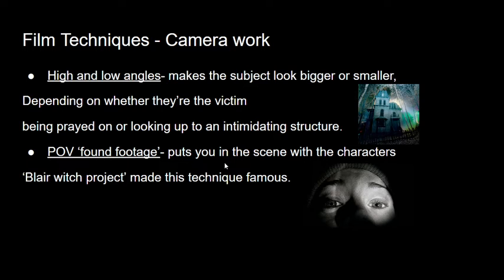Now another bit of camera work is the POV, found footage. This puts you within the scene with the characters. Blair Witch Project made this technique famous. Back in 1999, Blair Witch Project was actually marketed as real found footage of missing people, which made the audience believe what they were seeing was actually true. Back then as well, reality TV was picking up, so this concept was quite fresh and very new.